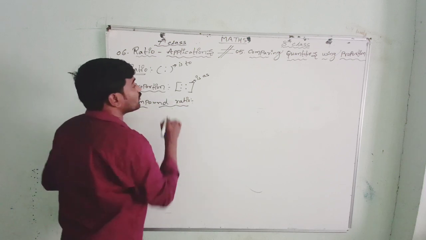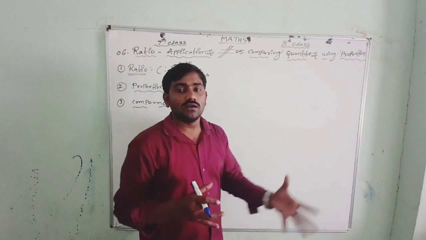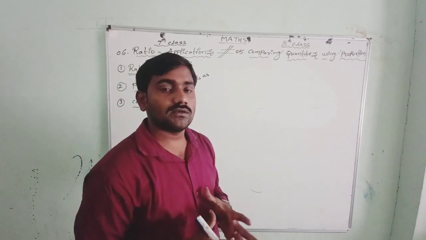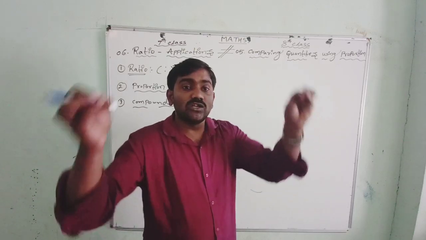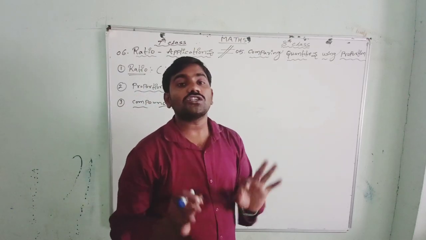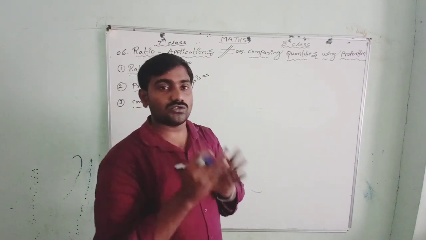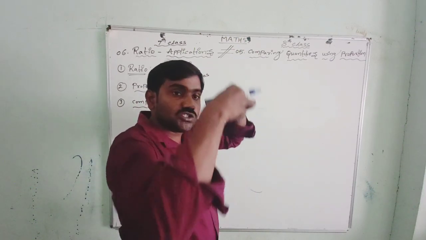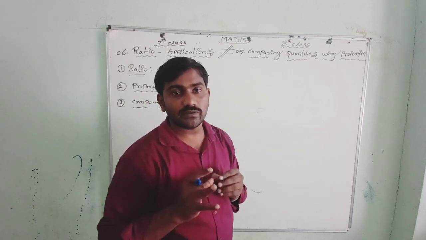What is the meaning of compound ratio? In a simple way, I will tell you that. The perfect definition I have given in the papers. Simplifying two ratios into one ratio is called compound ratio. There are two ratios, one ratio, then another ratio. Simplifying these two ratios into one ratio is called compound ratio.